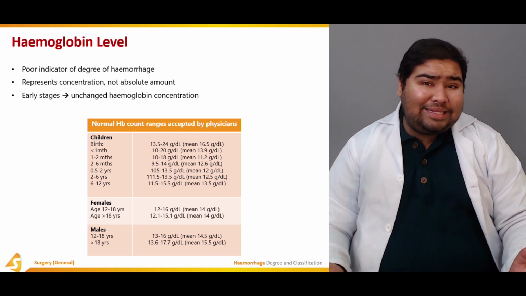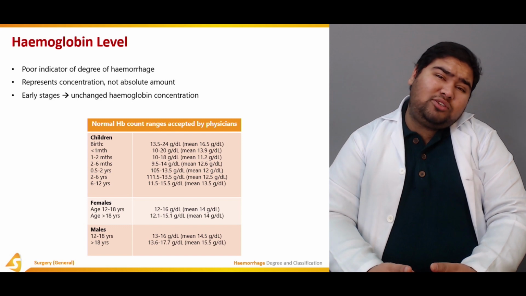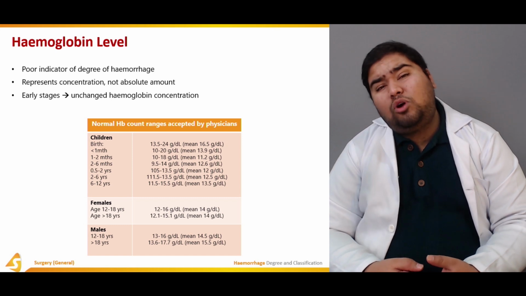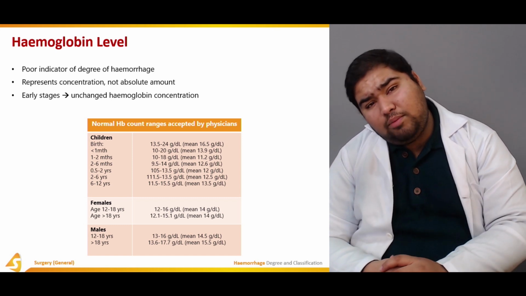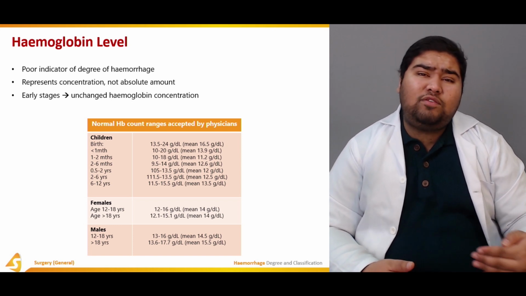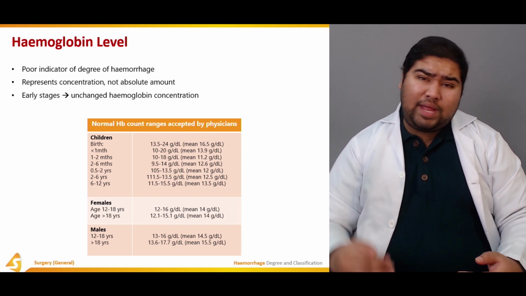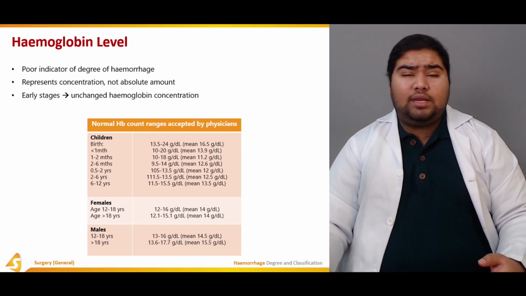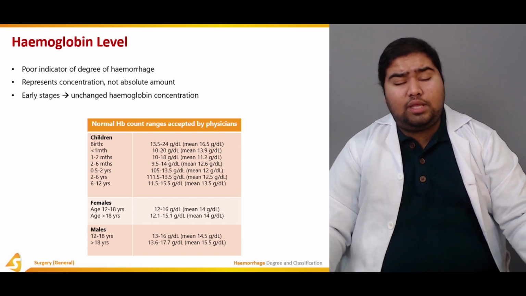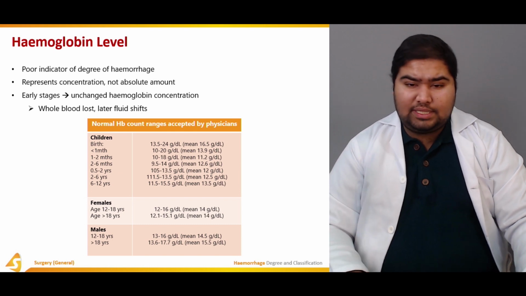Now, in early stages, it usually remains unchanged. Why is that? Because the body is trying to compensate for the hemorrhage that has been occurring, and when the body is trying to compensate for it, there would be no changes in hemoglobin levels. So the hemoglobin levels would remain the same regardless of whether the bleeding has been occurring or not. And when the physiological mechanisms that were holding the body in place are lost, that is when the hemoglobin levels might fall, but that might be too late for you to do something.